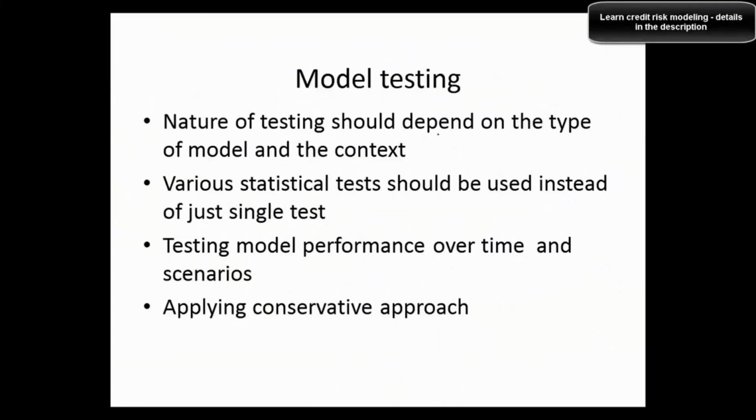So what are the different guidelines related to model testing? You need to see that the nature of the testing depends on the type of model and the context. All that has to be taken into consideration. Various statistical tests should be used instead of just a single test. Multiple statistical tests should be used instead of a single one for the same purpose. Testing model performance over time and scenarios, like out of time validation and out of sample validation. If you have ever built a model, you might have heard about all these things. Applying a conservative approach is also important.